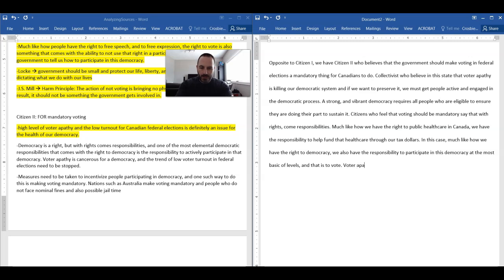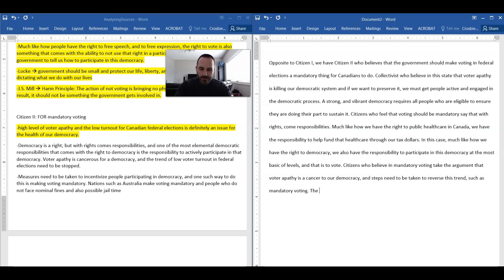Voter apathy. Citizens who believe in mandatory voting take the argument that voter apathy is a cancer to our democracy and steps need to be taken to reverse this trend, such as mandatory voting.